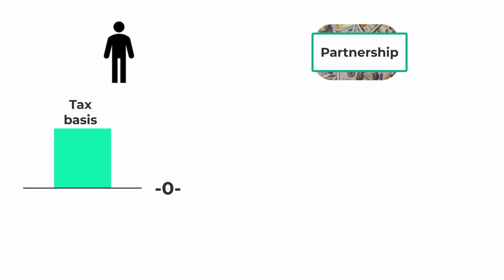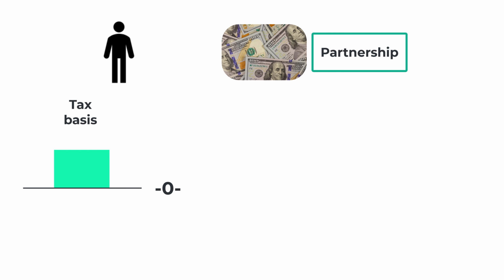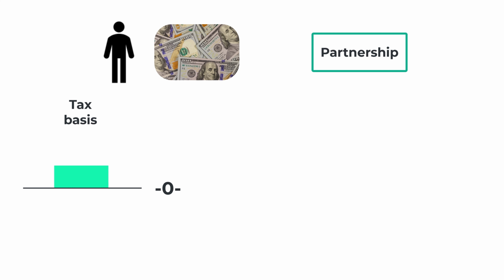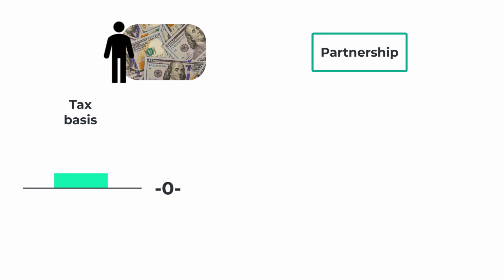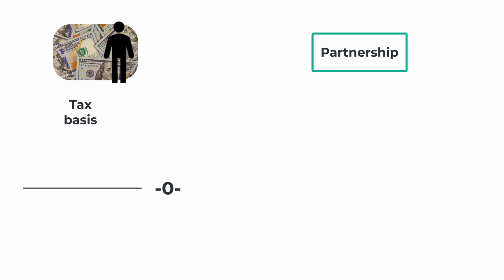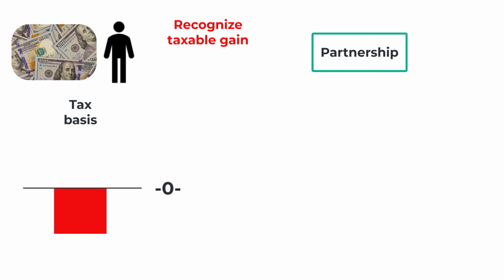IRC Section 731 states that partnership distributions are non-taxable unless distributions of cash or marketable securities exceed the partner's tax basis in the partnership interest. Section 733 requires a partner to recognize capital gain to the extent his or her tax basis in the partnership goes negative. Recognizing the gain, of course, will bring the negative tax basis back up to zero.